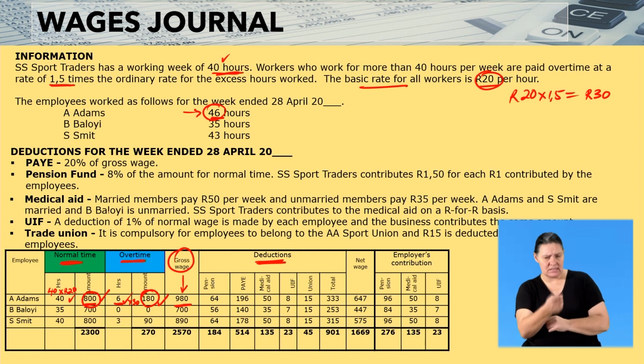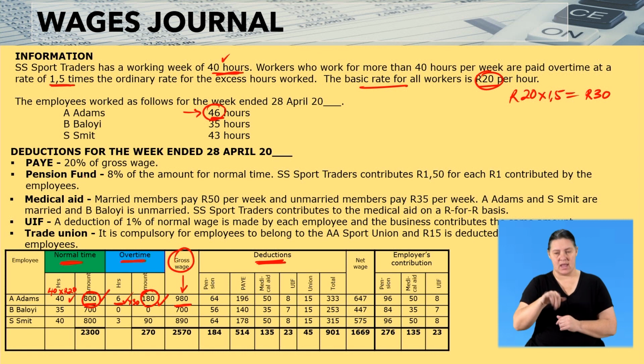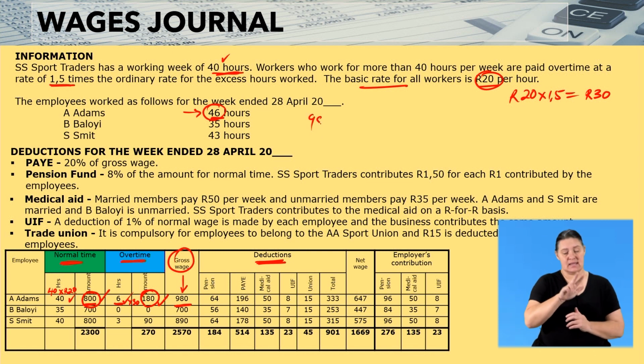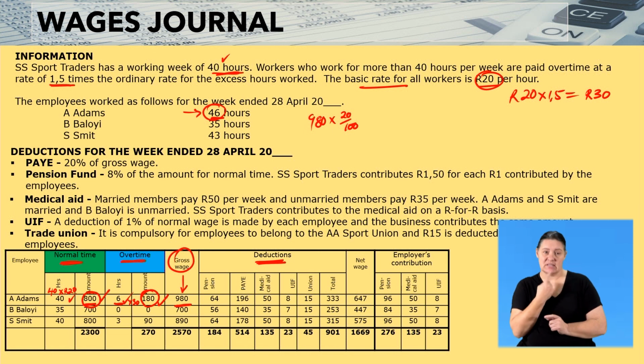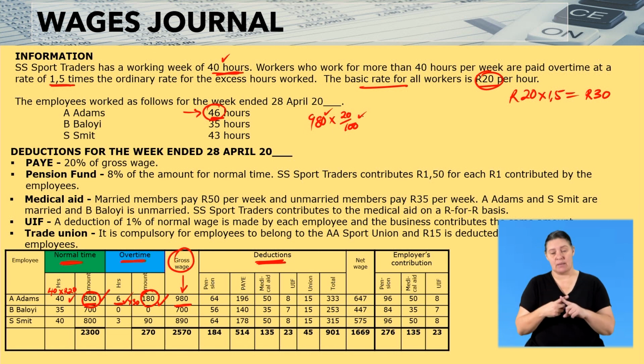The first one, pay as you earn. Pay as you earn is 20% of the gross wage. My gross wage is 980, and my pay as you earn is 20%. That means if I say 980 multiply by 20%, it will give me 196. That is what you find here. Pay as you earn, 196. I'll move on to the next one.